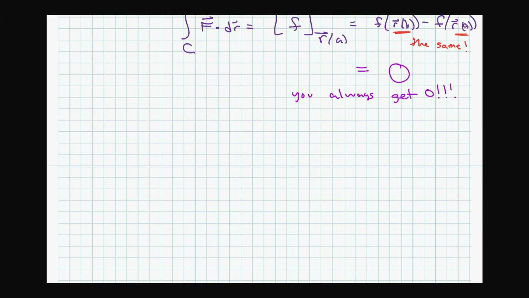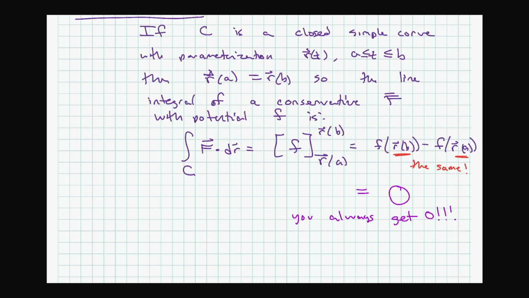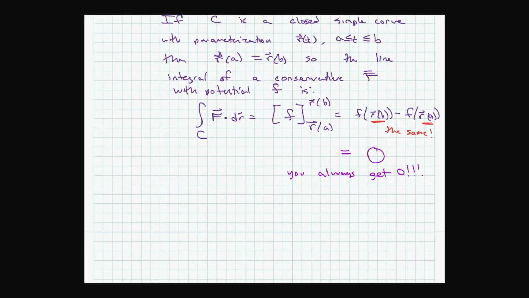I don't know if I copy pasted the right thing here. What's this? No, that's not what I want. Okay. So you always get 0 here for a closed curve.